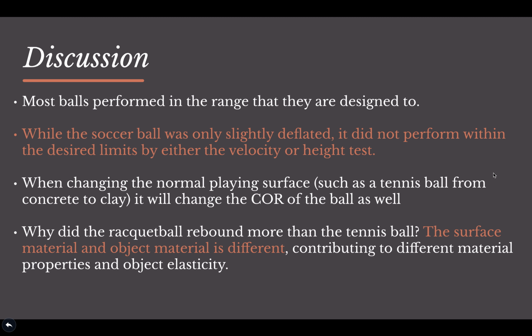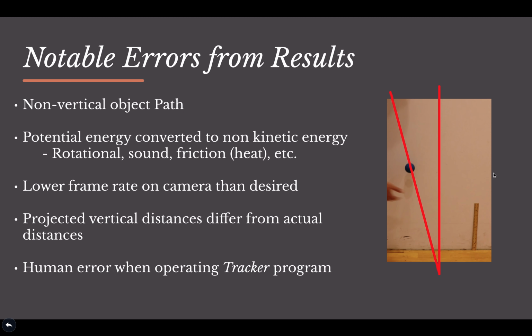Another thing to consider is that the surface material and object material are different. The racquetball and tennis ball are very similar ball types, but their material is different, which contributes to a different coefficient of restitution. Some errors from this are, as we thought, the angle theta from the original line to the line of the third bounce can be quite great, which can contribute to rotational energy, which we're not looking for when trying to calculate the coefficient of restitution.